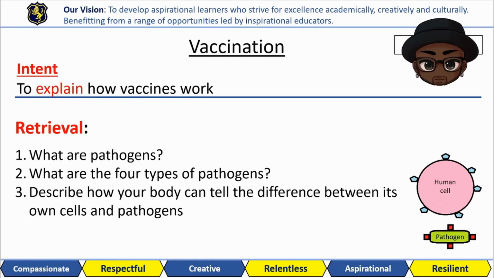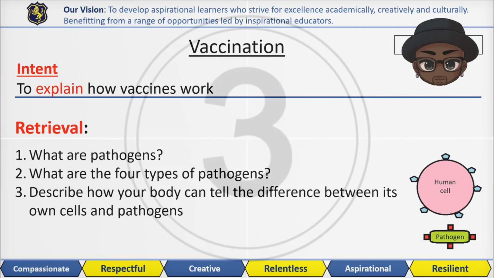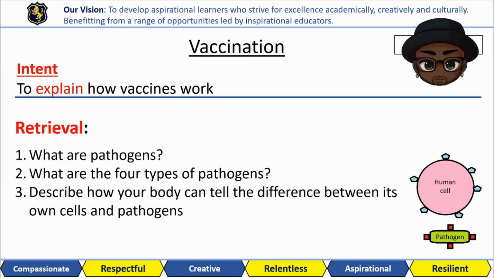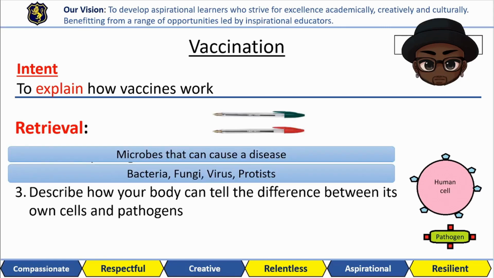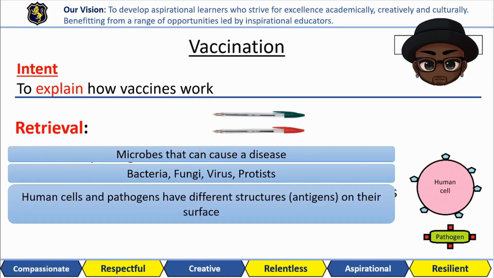Here are the retrieval questions for this lesson. You know what to do. Pathogens are microbes that cause a disease. Possible pathogens are bacteria like Salmonella, fungi like rose black spot, viruses like HIV, and protists like the malaria parasite. For the last question, it is the surface proteins, the antigens, that allow cells to recognize their opps.